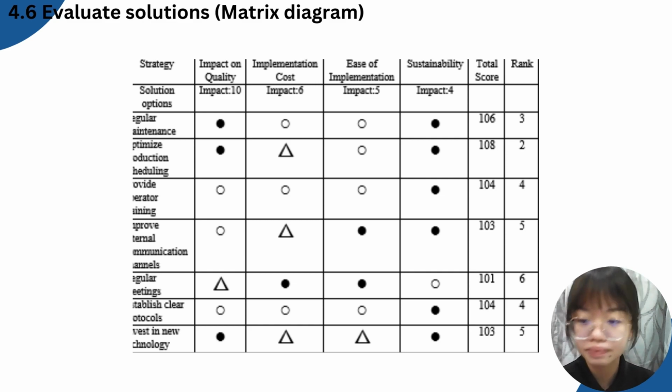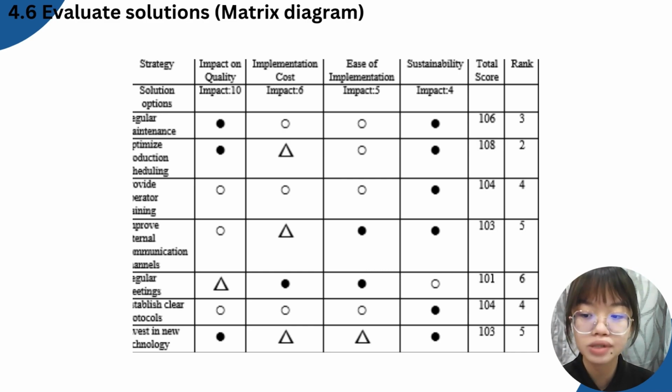Our matrix diagram revealed that the strategy with the highest total score was implementing rigorous incoming inspection procedures, with a perfect score of 114. This scoring was calculated by multiplying the impact scores by the relevant weights and summing the results. By choosing to implement this rigorous incoming inspection procedure, we aim to achieve significant improvement in our process.